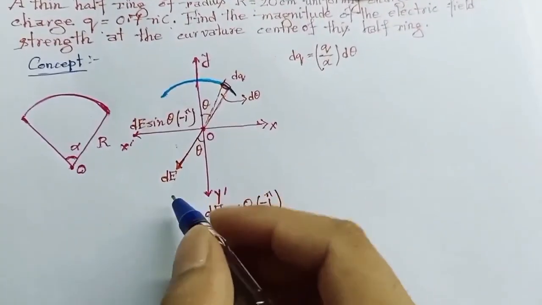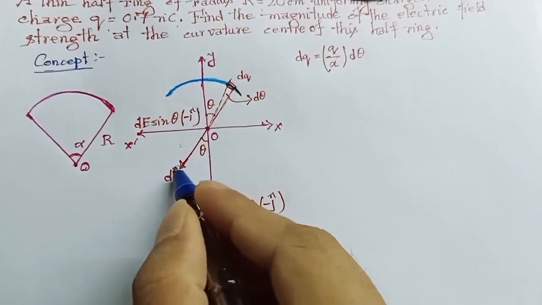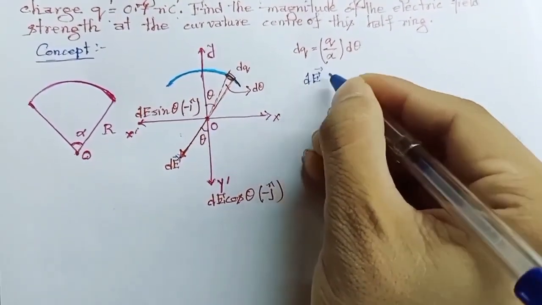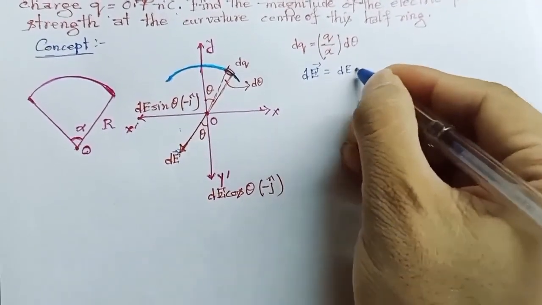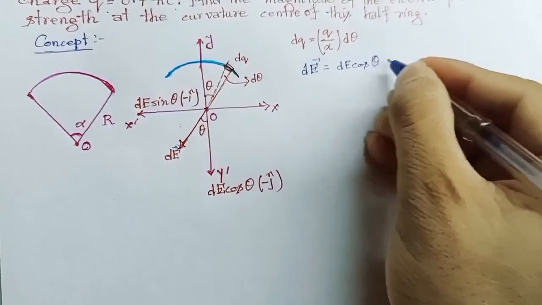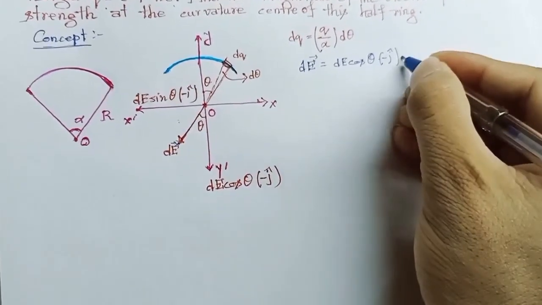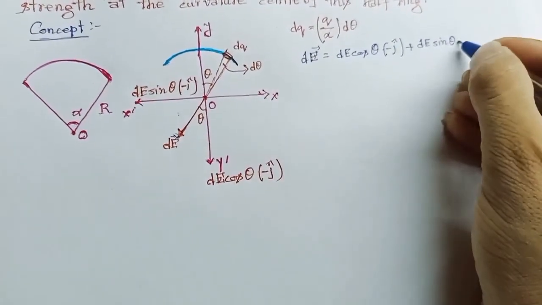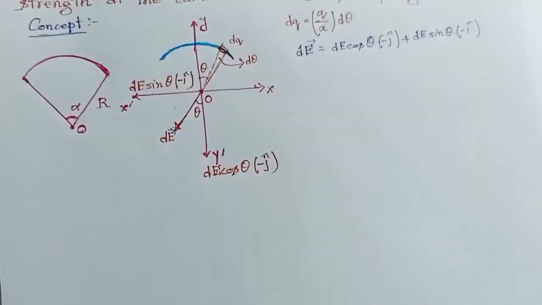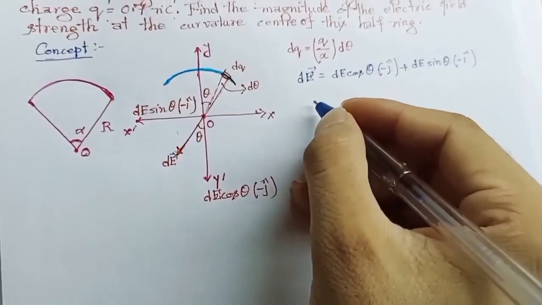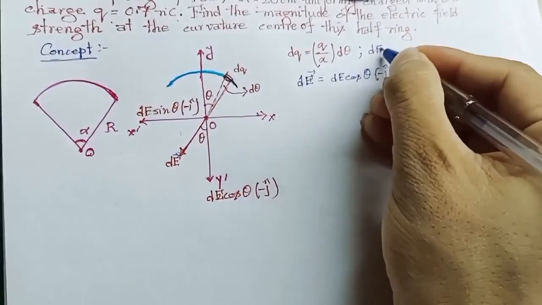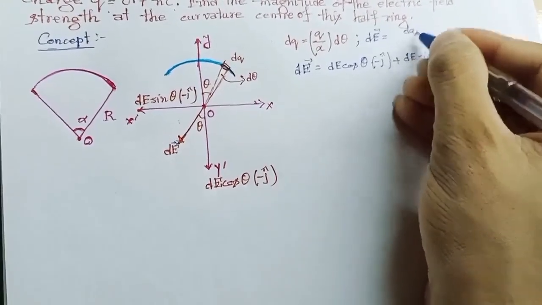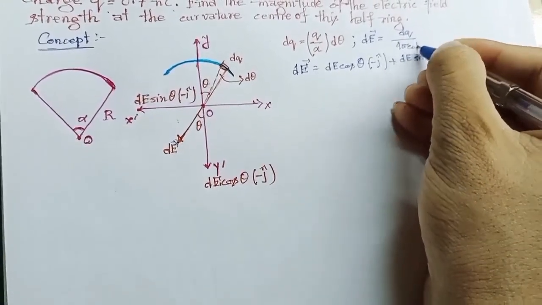Now if we write the electric field dE with its two components, then dE will be equal to dE cos theta in the minus j cap direction, plus dE sin theta in the minus i cap direction. Now as we know, the magnitude of dE will be equal to dq divided by 4 pi epsilon naught r square.